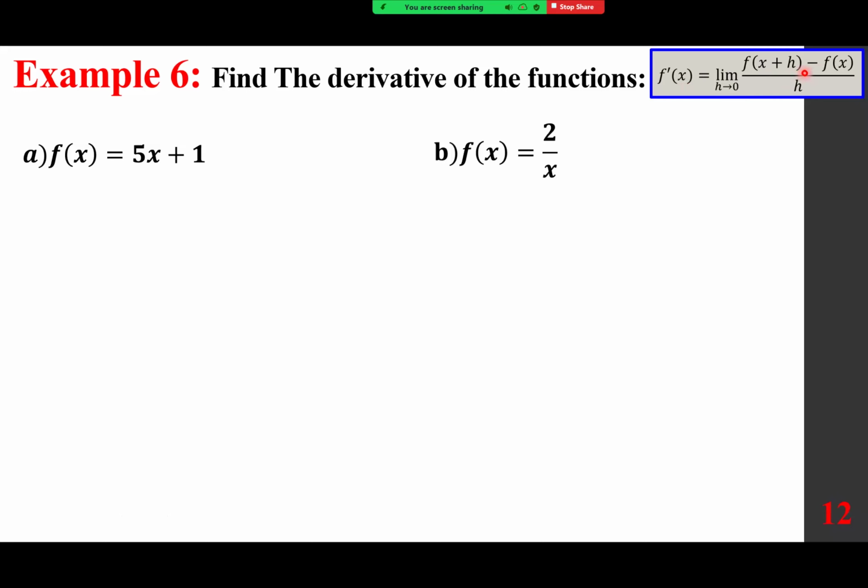f prime of x is the limit of f of x plus h minus f of x over h as h approaches 0. You apply that: the limit as h approaches 0, f of x plus h is 5 times x plus h plus 1, minus f of x itself, over h. All you have to do is simplify.